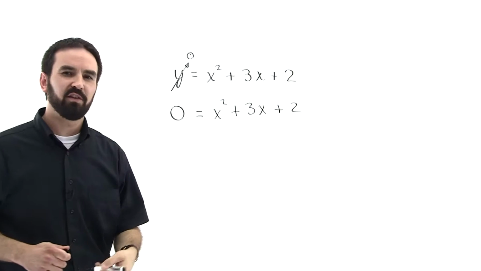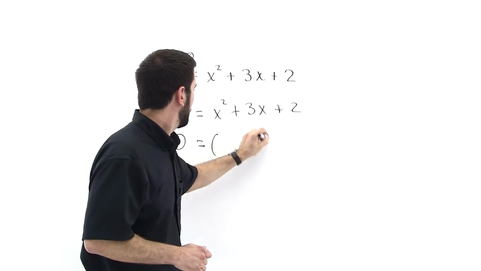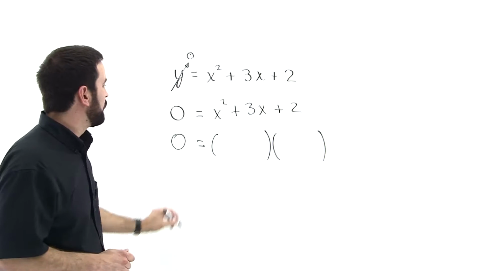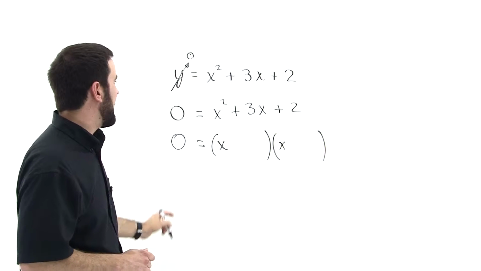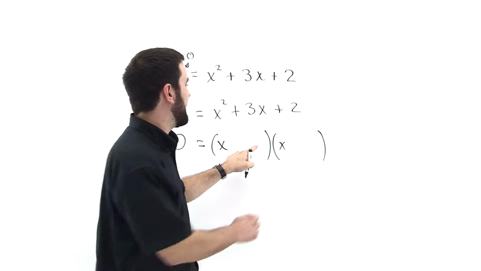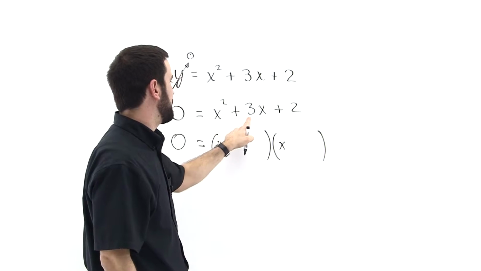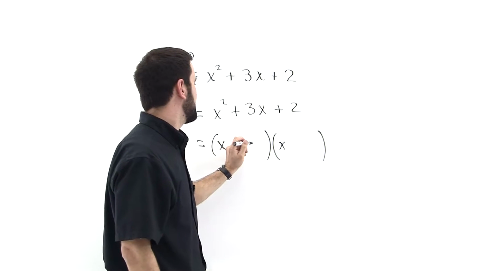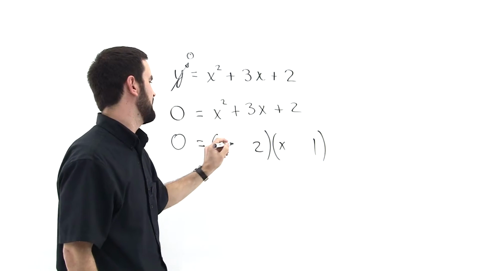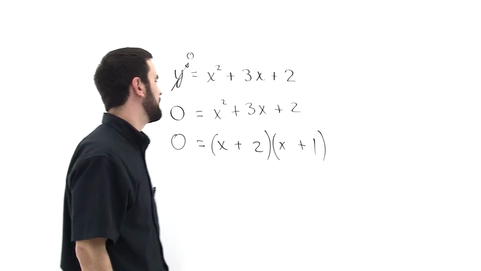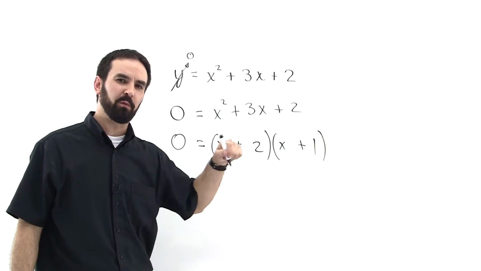So now we have to factor this guy. So let's factor this polynomial. And we'll have x and x, right? We remember from our factoring tutorials. And then we know that the product of the last two numbers has to be equal to 2, but the sum of them has to be equal to this middle coefficient. So 2 times 1 equals 2, and 2 plus 1 equals 3. So it's plus 2 and plus 1, right? And we actually factored this exact polynomial in one of the previous tutorials.